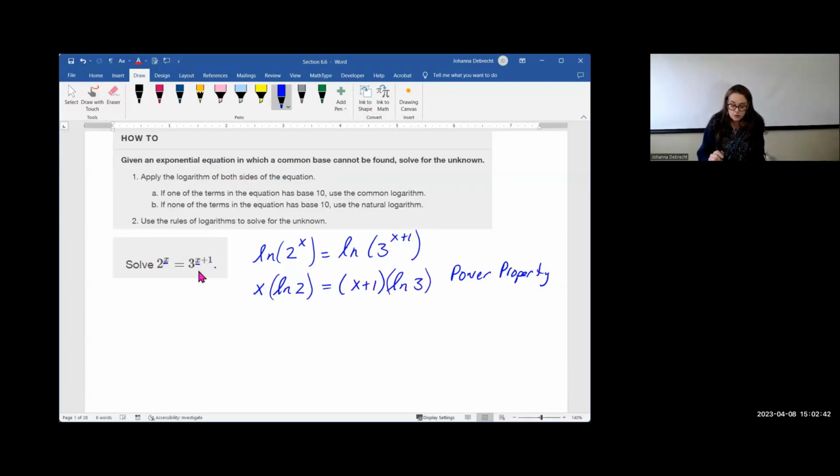Now I've got two terms here that have x in them, but the x's come down to the line. Do you see how in the problem it's up in the power, but using that power property of logarithms, I brought it to the line? Now I can add, subtract, multiply, divide, and do those things to get my hands on it. I'm going to multiply out the right-hand side using the distributive property. So on the right-hand side, this gives me x times the natural log of 3 plus 1 times the natural log of 3, and this is equal to x times the natural log of 2.